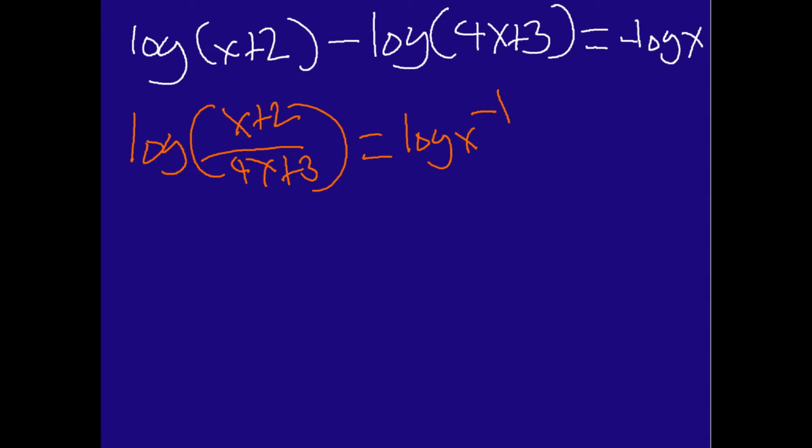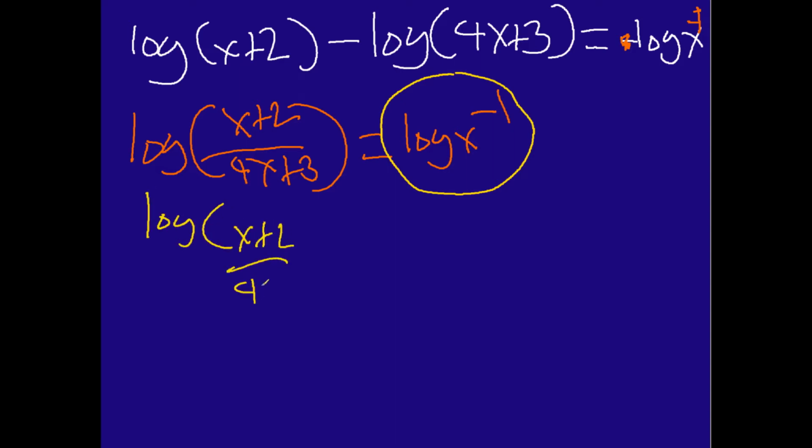Oh yeah, that's right. This should be negative 1 up here, huh? Okay, this should be negative 1 up here, I believe. Not minus. Made a mistake right there. That's okay. All right, so we're going to rewrite this again. Now we're going to deal with this guy right here. He should be a negative 1 as an exponent, so we're going to rewrite that as a fraction. So this is going to be log x plus 2 over 4x plus 3 equals log 1 over x.